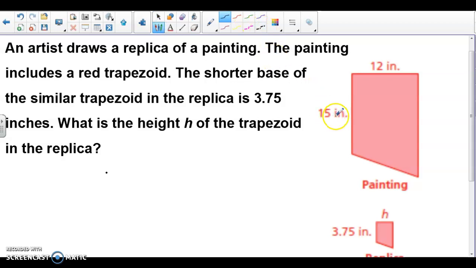To me, if I look at these two trapezoids that they're telling me are similar, it looks like 15 is going to correspond with 3.75 and 12 is going to correspond with h. So I have some choices on how I'm going to set up my ratio. I'm going to go with 3.75 on top. And then on the bottom, I can either put h or 15. I think that I'll put h on the bottom. So that means that I put the lengths on the same shape, so 3.75 over h. So that means that I have to put 15 over 12.